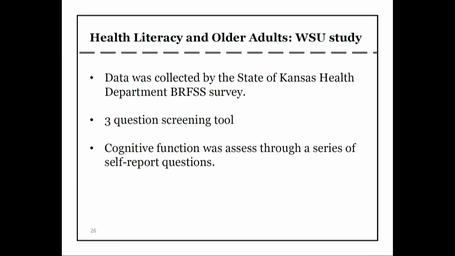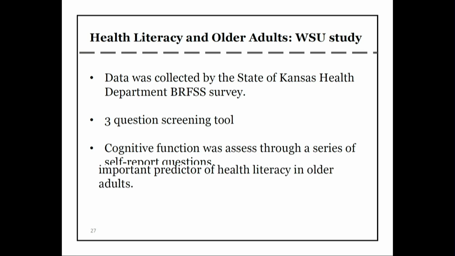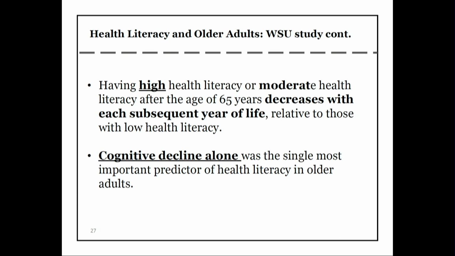So at WSU, we ran 2 studies in this area. The first, we used the births data, and we looked at some cognition questions that were included as a part of the survey, and the 3-question screening tool for health literacy. What we found was that having high or moderate health literacy after the age of 65 decreases with each subsequent year of life. So very much confirming what was found in the previous study. And cognitive decline alone was the single most important predictor of health literacy in older adults.